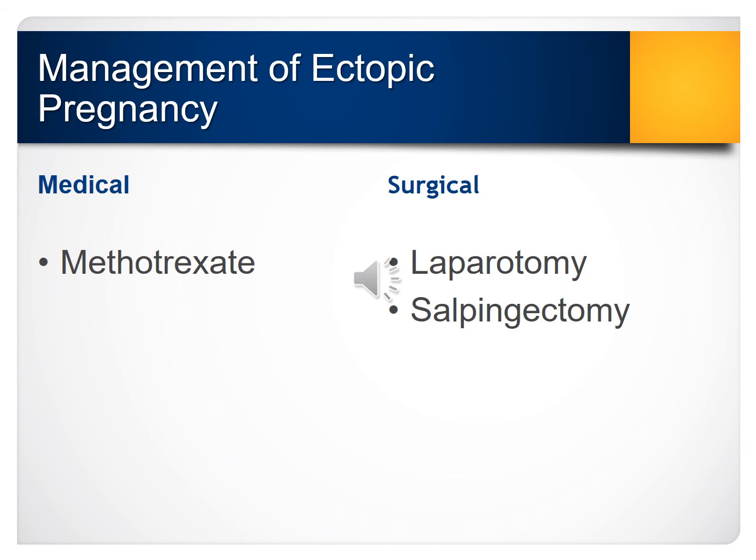And medical management is only appropriate if the tube is intact. So if the woman has not had a rupture, we can use methotrexate. And so if you're familiar with chemo drugs, methotrexate is a chemo drug, an anti-neoplastic medication. And so its use for ectopic pregnancy is what we call black label, meaning that it's not FDA approved, but ACOG, the American College of Obstetricians and Gynecologists, does endorse this use of methotrexate.